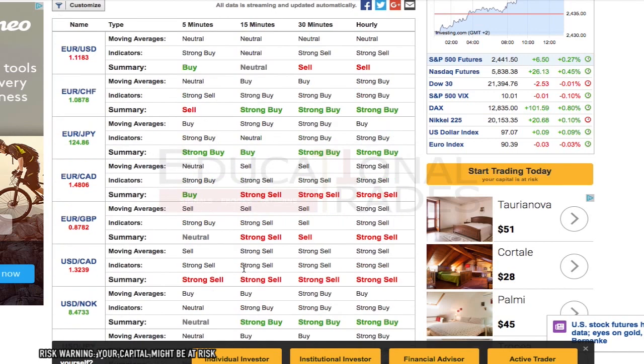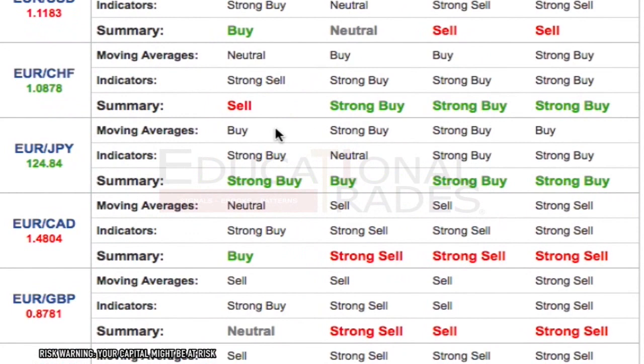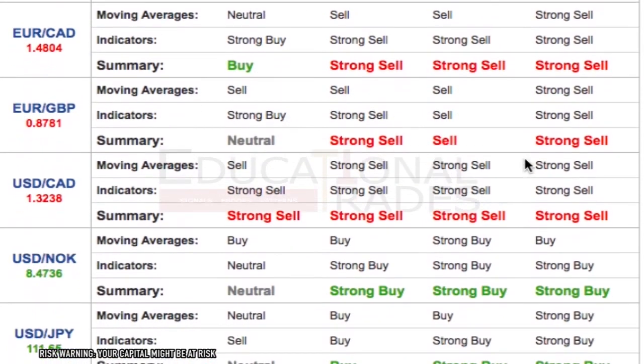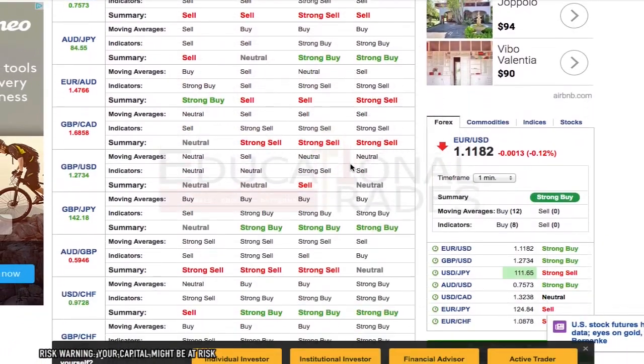We must choose assets with a strong trend. In this case we have Euro JPY with a strong buy trend and USD CAD with a strong sell trend. So we will operate on these 2 assets.